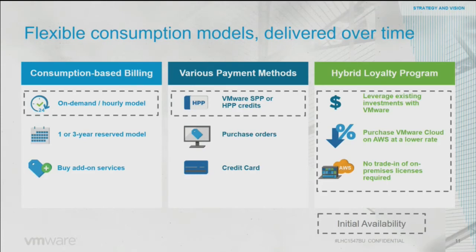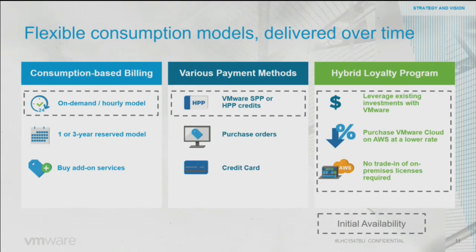Pretty quickly, we're going to keep rolling out additional capabilities. So a 1 and 3-year reserve model, where you pay upfront and get discounts of up to 50% for the 3-year reserve model. Also add-on services that we're going to start providing on top of VMware Cloud on AWS. And from a payment standpoint, right now it's SPP and HPP credits. We're going to start adding additional ways of payment, credit cards, and later POs.